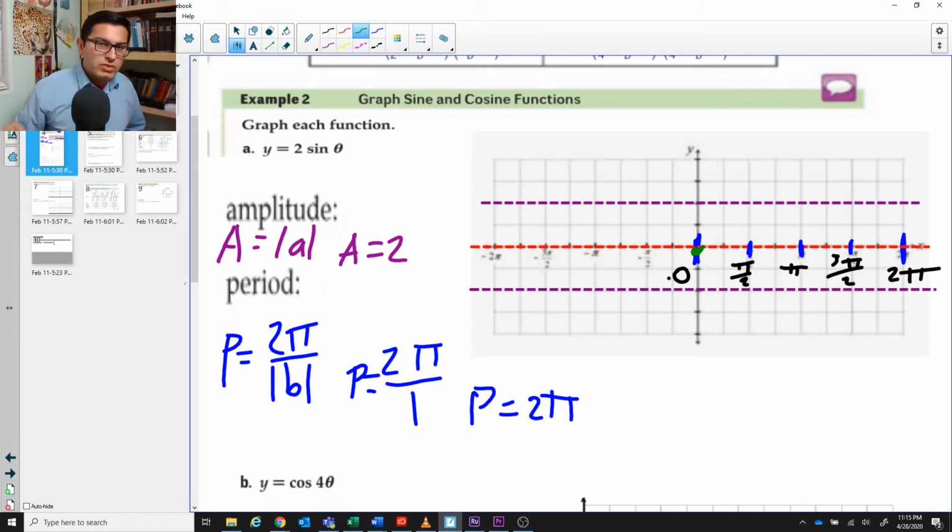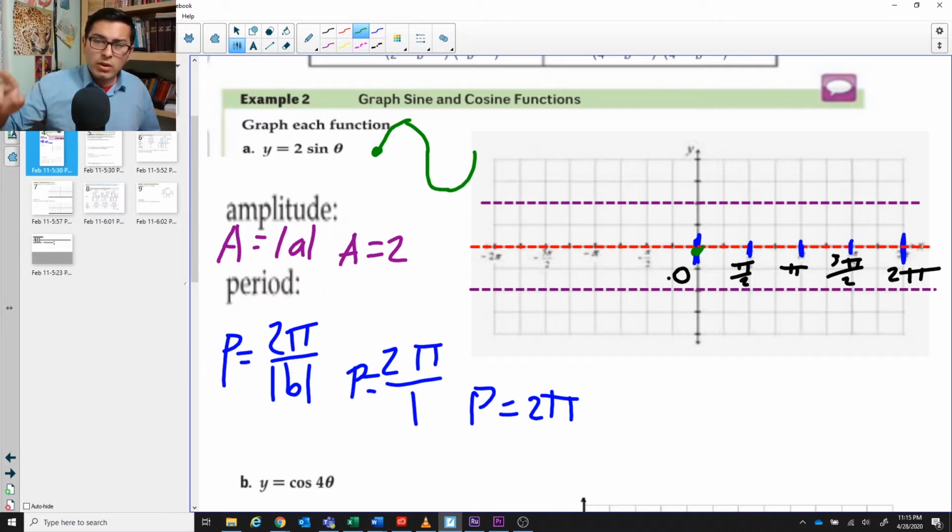Now, a general sine function looks like this. It starts at some point, and then it goes up to the next point, and then down back to the midline, and then down to its lowest point, and then back up to the midline. So that's the pattern that we're going to follow.